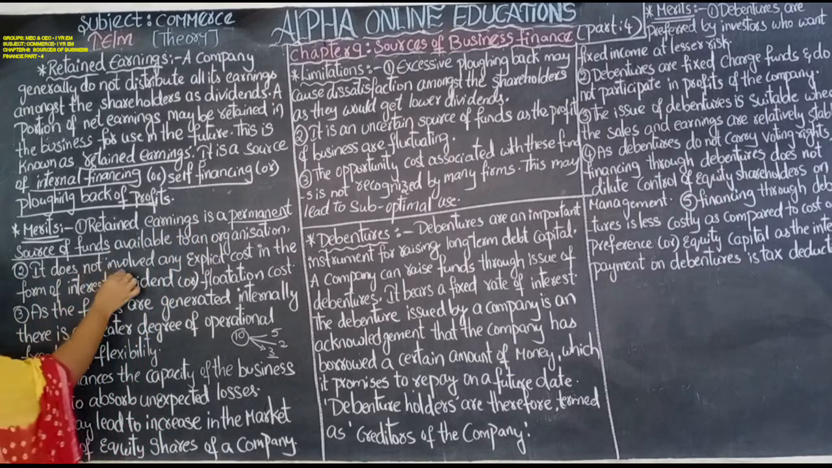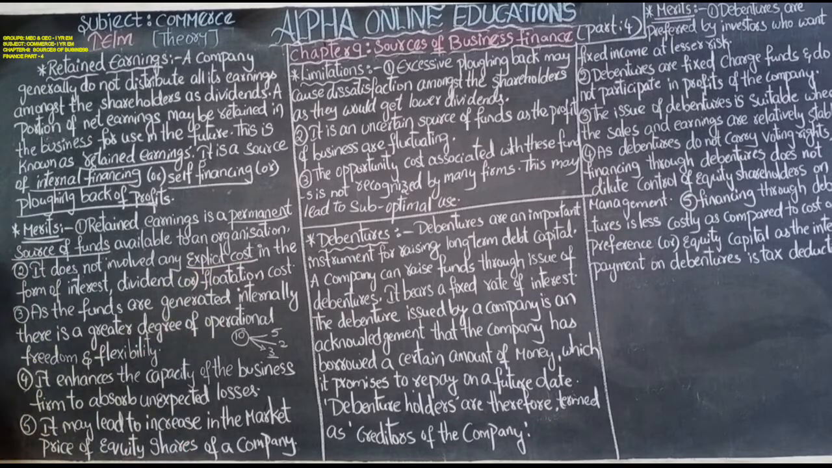It does not involve any explicit cost. Explicit means external cost, this is not a cost that comes from outside.